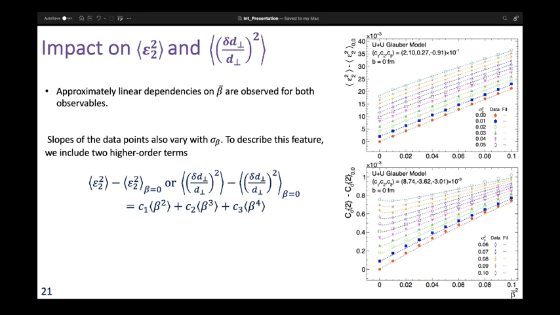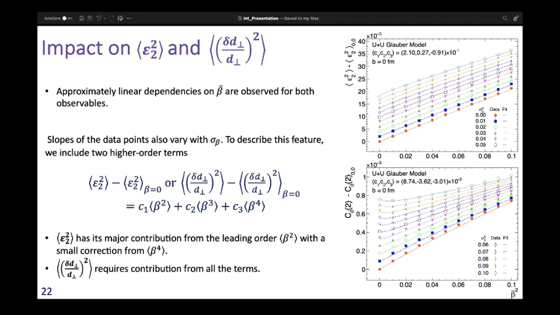Because these are two-particle correlations, it starts with the second order moment, because this has to be the leading order. And so what we see is that the second order of eccentricity is almost linear, has a major contribution from beta square, has a negligible contribution from the cubic term, and has a very small correction from the fourth order term. And for this particular variable CD2, all of the three moments are required to explain this Glauber data.